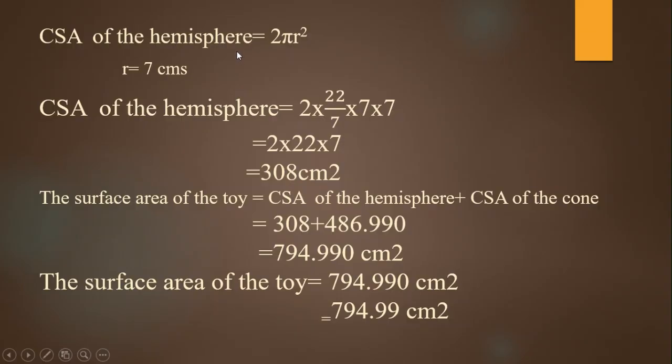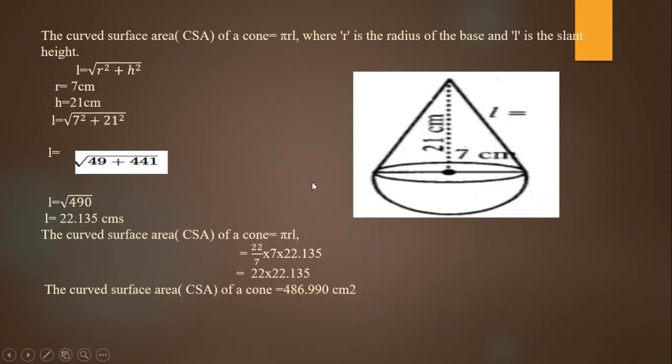Now we are finding the curved surface area of the hemisphere. What is the formula for the curved surface area of the hemisphere? 2 pi r square, where r is the radius of the hemisphere. R is 7 centimeters, that we know, right? So we are substituting the values: 2 into 22 by 7 into 7 into 7. So 2 into 22 into 7 becomes 308 square centimeters. This is the curved surface area of the hemisphere. So we calculated the curved surface area of the hemisphere, and we calculated the curved surface area of the cone also.